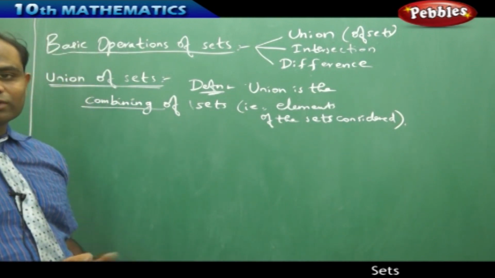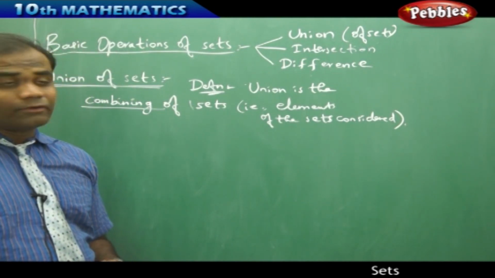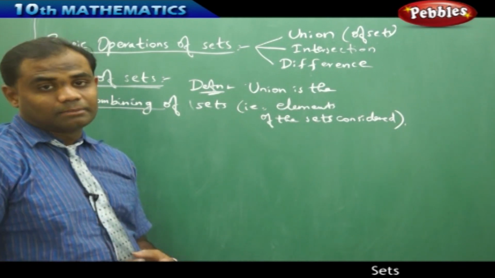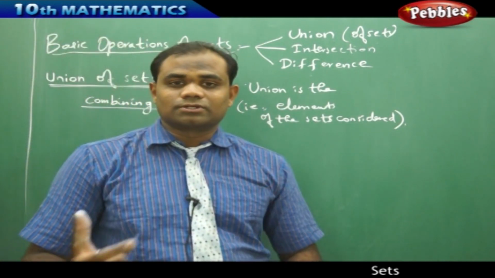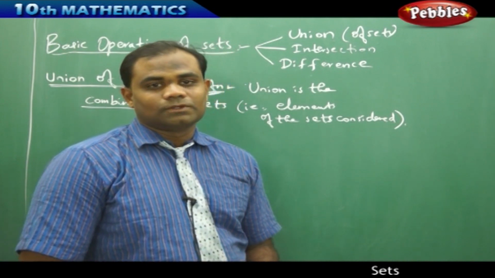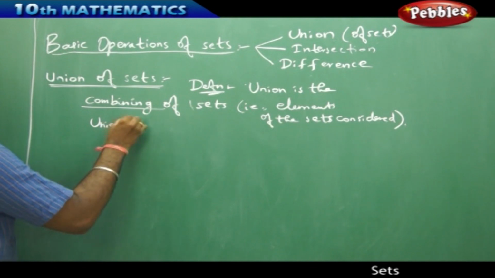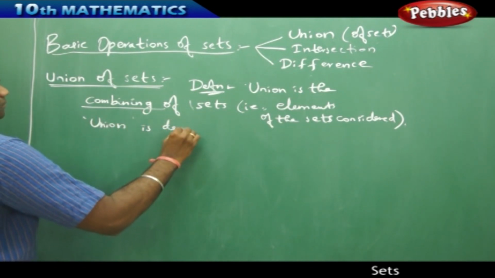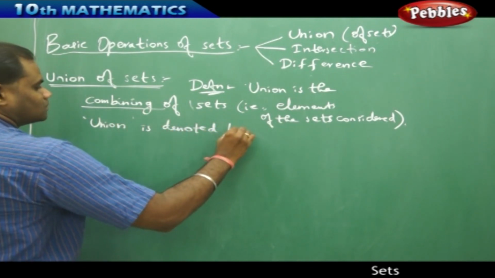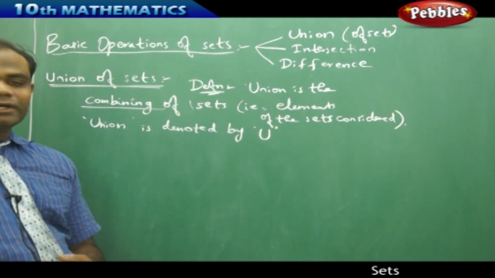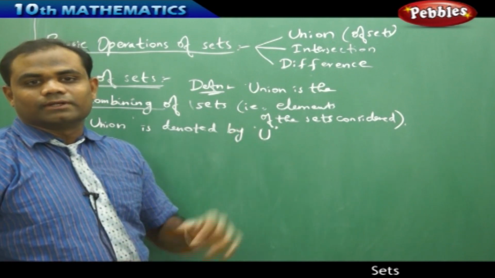Let's understand this more clearly, but before that, I am very particular about the notation. So how do we denote the union is the biggest question when it comes to notation. Union is denoted by ∪. ∪ stands for union, and the symbol stands for union.